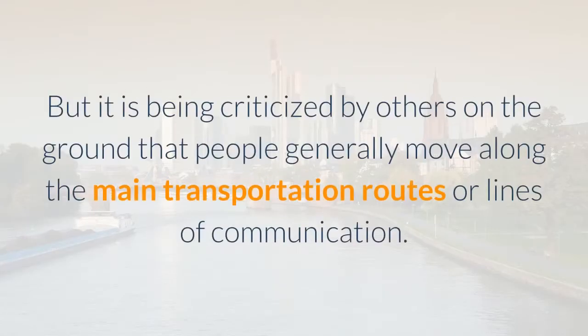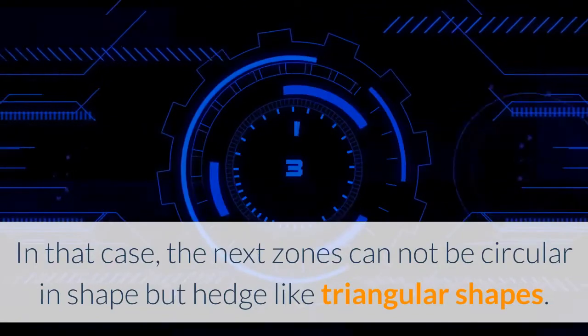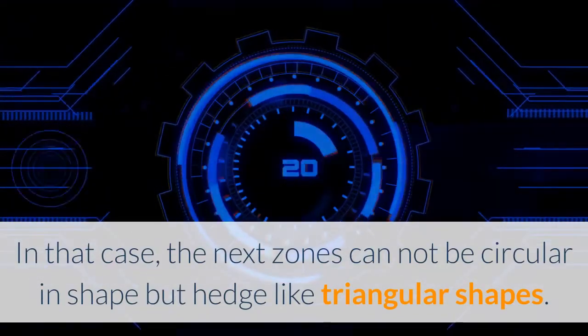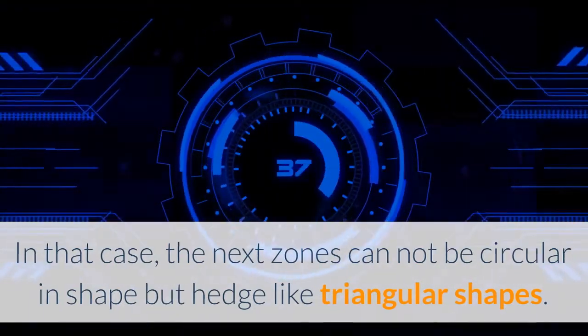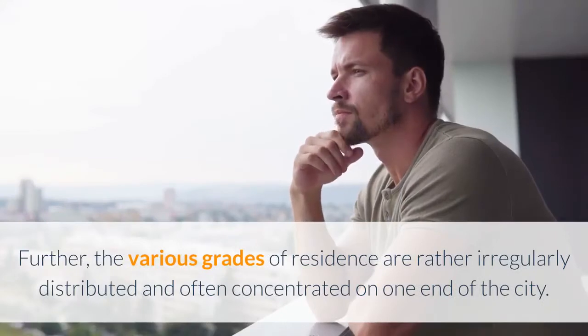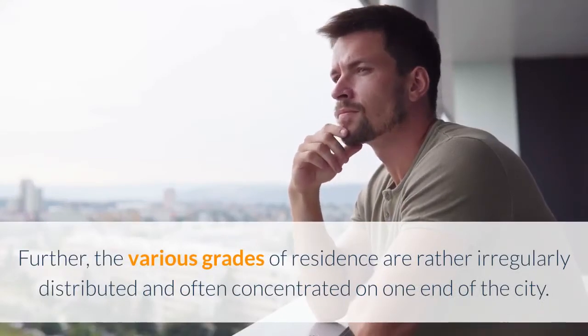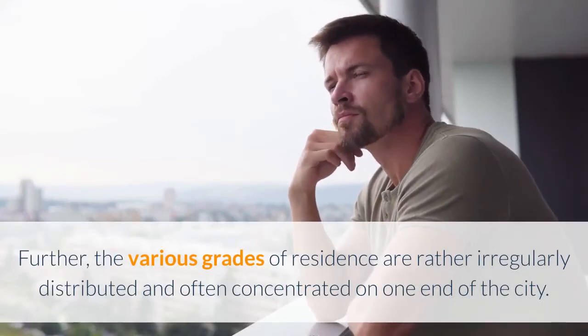But it is criticized by others on the ground that people generally move along the main transportation routes or lines of communication. In that case, the zones cannot be circular in shape but wedge-like, triangular shapes. Further, the various grades of residents are rather irregularly distributed and often concentrated on one end of the city.